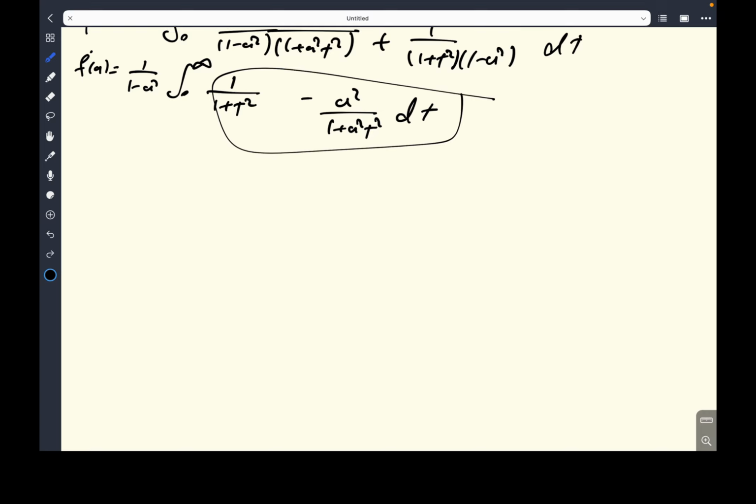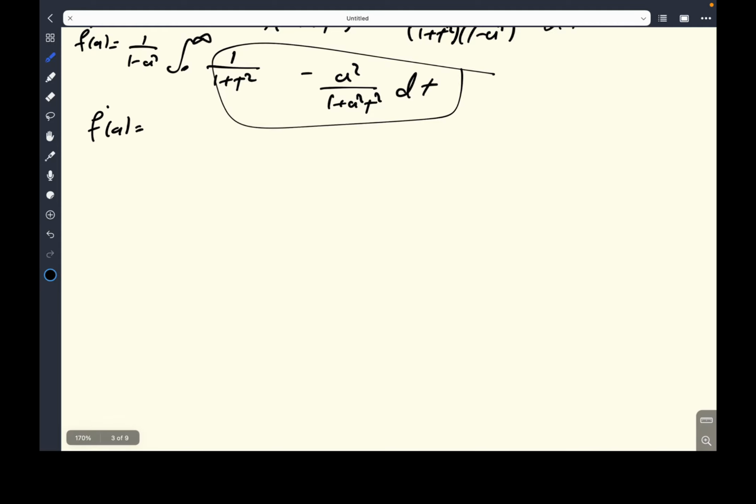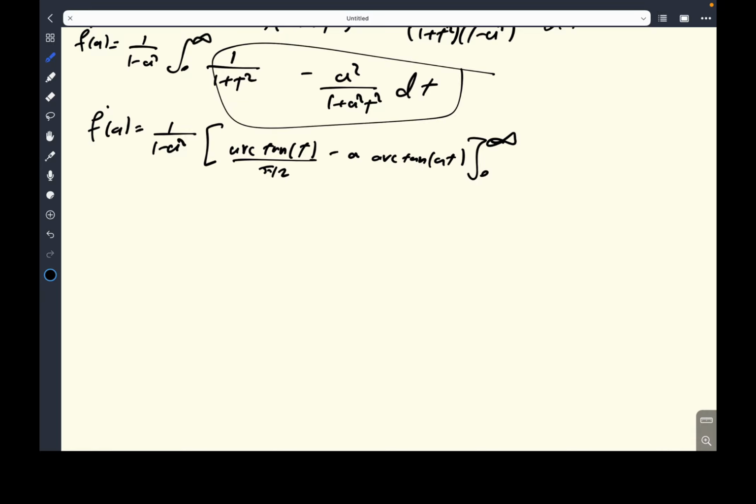now I can integrate this thing here. So I can say f prime of a equals 1 over 1 minus a squared times arc tan of t, this thing is arc tan of t, minus a arc tan of at. This thing is a arc tan of at. You can check it by taking the derivative of that. So this is from 0 to infinity, and obviously this zero bound is going to go to 0, and arc tan of infinity is pi over 2, and arc tan of at is also pi over 2.